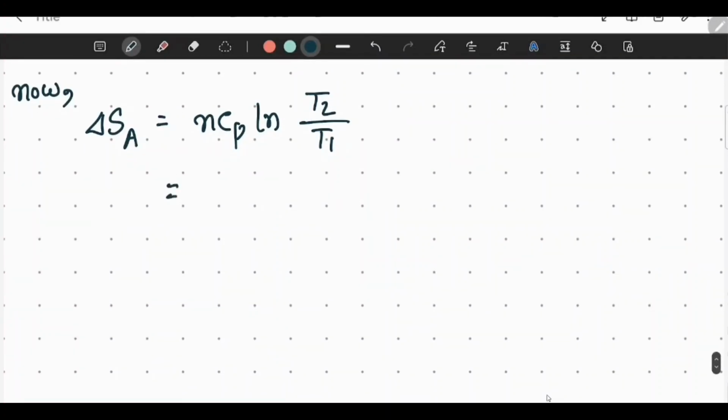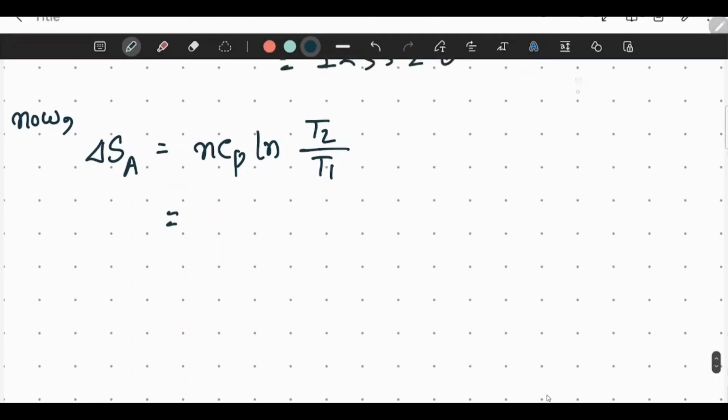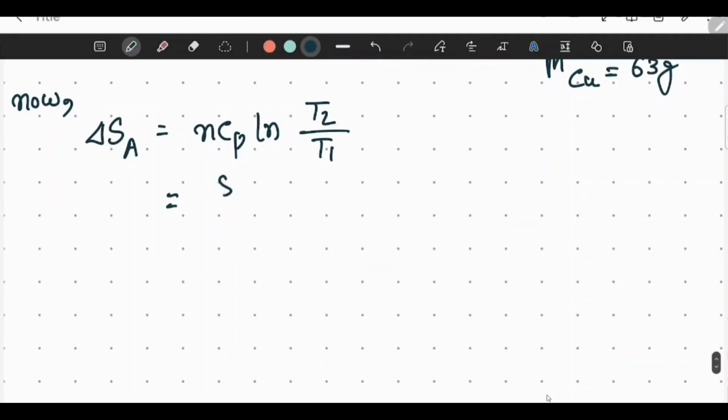Okay. Now what is n? For copper, the molecular weight of copper is 63 gram. Correct. So it is 50.